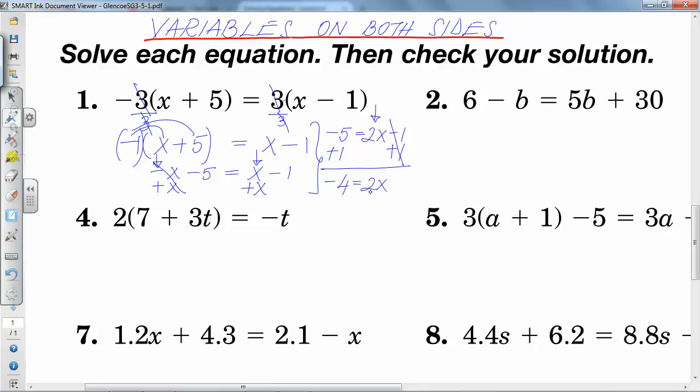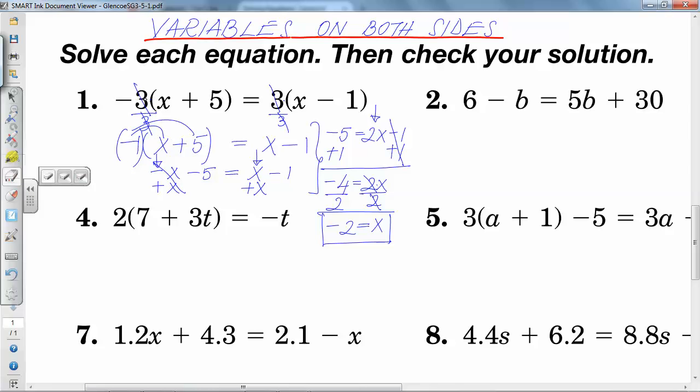To find your x, you will divide everything by 2, right? Because 2 is your x coefficient. 2 and 2 will cancel out. You will have just x on the right side, right? Negative 4 divided by 2 will be negative 2. And that's the answer to this problem. Okay, any questions? Let me know.